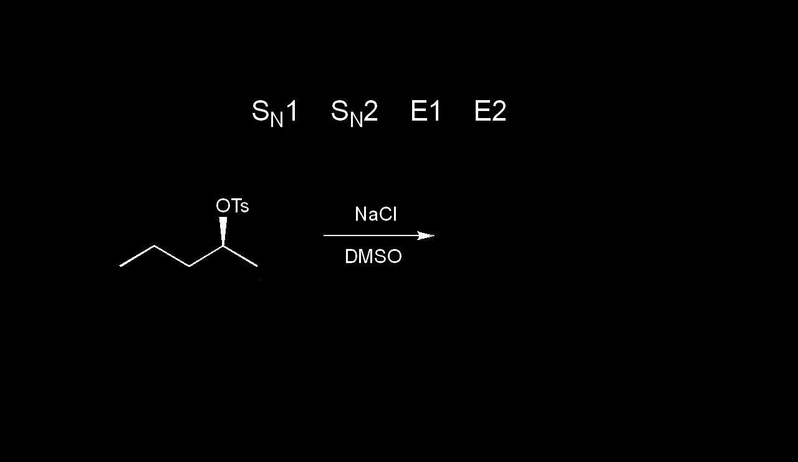Let's look at elimination versus substitution for a secondary substrate. And these are harder than for a primary or tertiary substrate because all four of these are possible to start with. So if we look at the structure of our substrate and we say it's secondary, we next need to look at the reagent. So we have NaCl, which we know is Na plus and Cl minus, and the chloride anion functions only as a nucleophile.